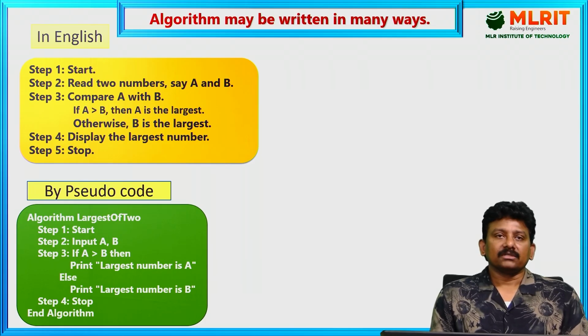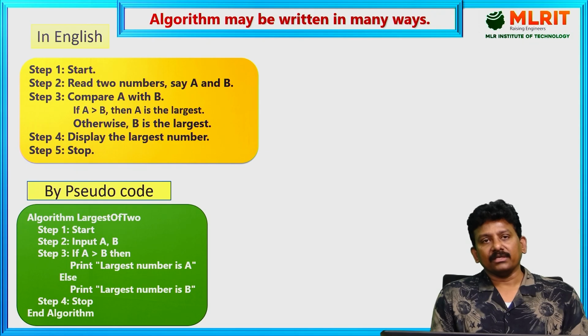Step 1, start. Step 2, take inputs A and B. Step 3, if A is greater than B, we are checking the condition. If A is greater than B, print largest number is A, else print largest number is B. Step 4, stop, end the algorithm. So most of the languages have programming constructs, and those programming constructs can be used in the pseudocode.